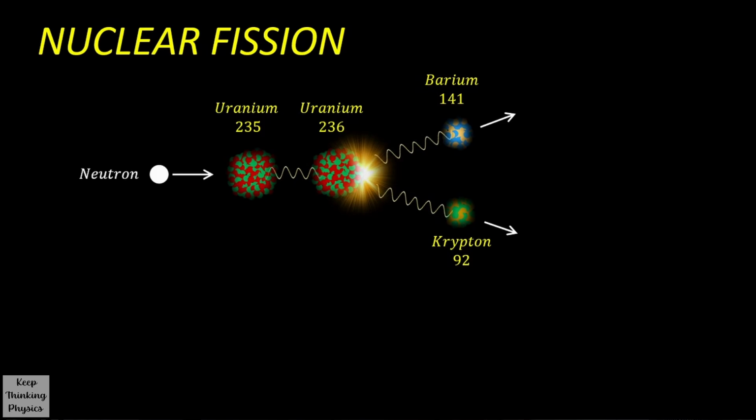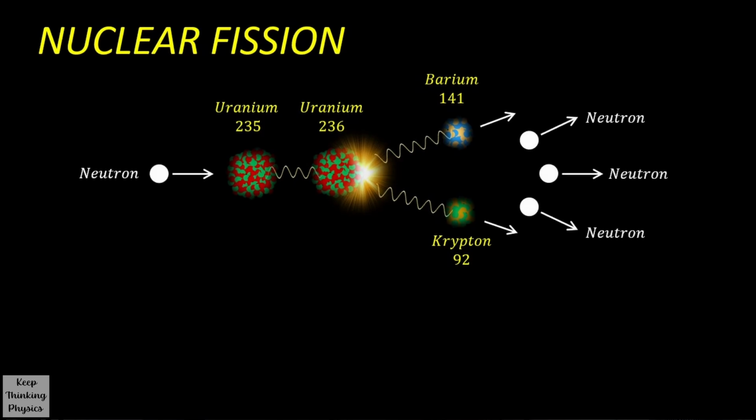If you add 141 and 92, this equals 233. So it is 3 less than the uranium-236 number. Hence, in this splitting, 3 more neutrons are also released to keep the number of particles equal.